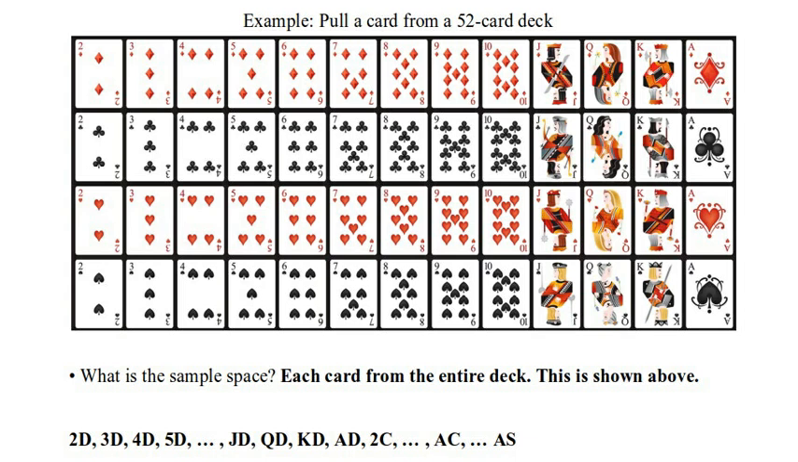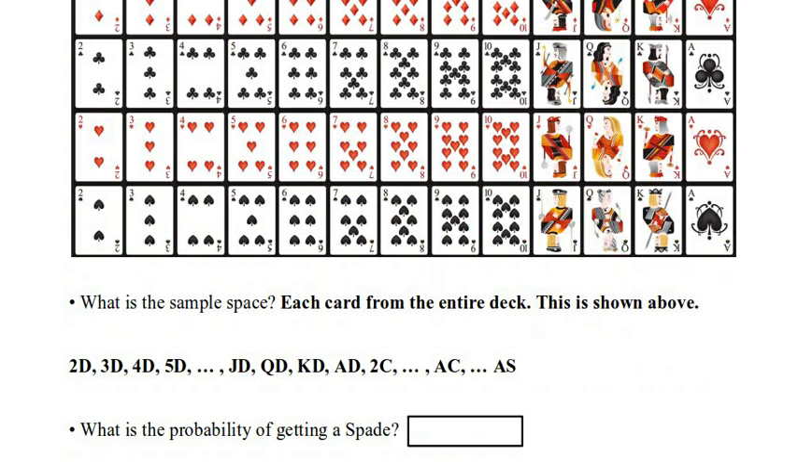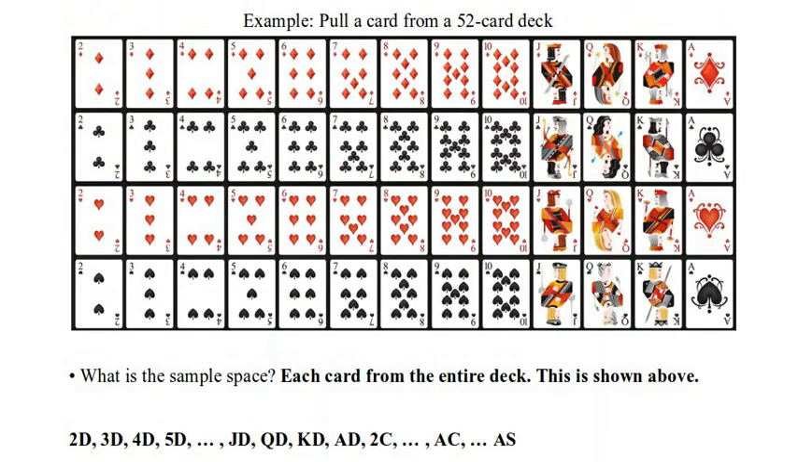It says, what's the probability of getting a spade? So remember, a spade is one of the 4 suits. So when you look at the sample space, you really have a choice in how you look at it. You can look at it as 52 individual cards, or you could look at it as 4 rows for the 4 suits, or as 13 columns for the 13 different numbers and faces.